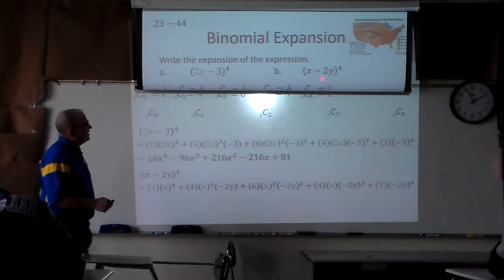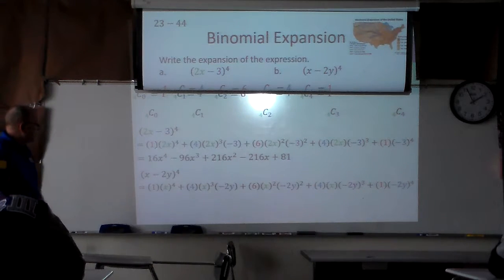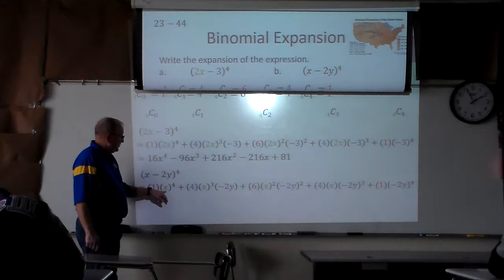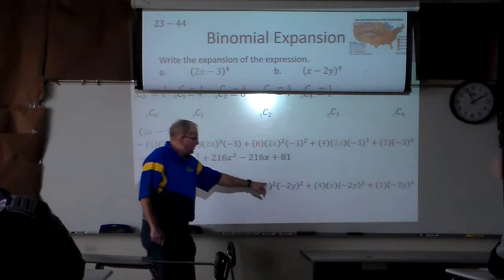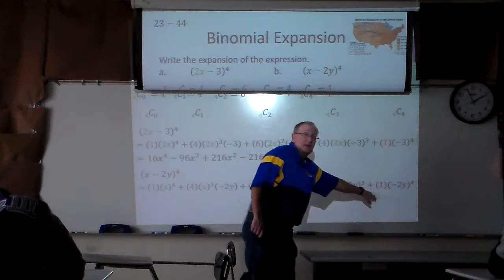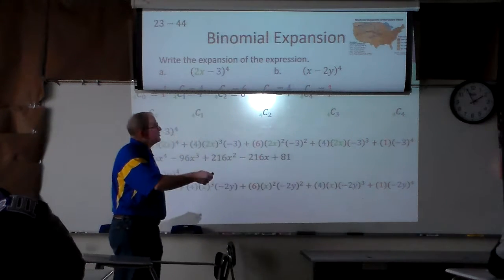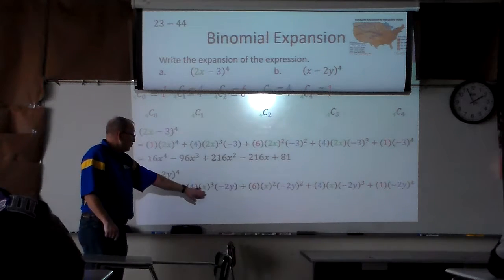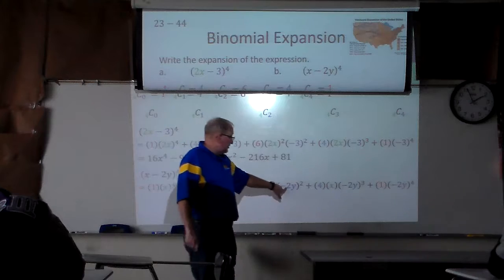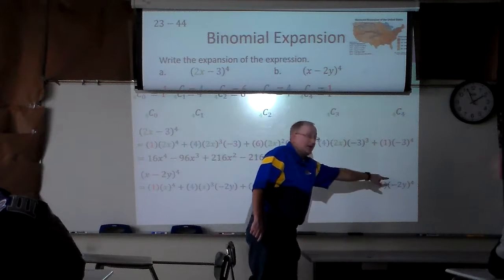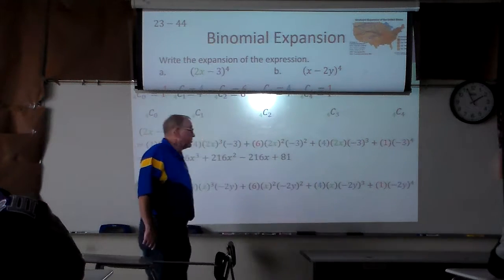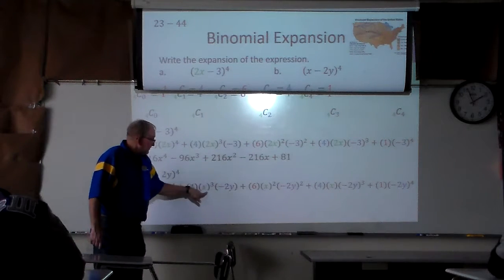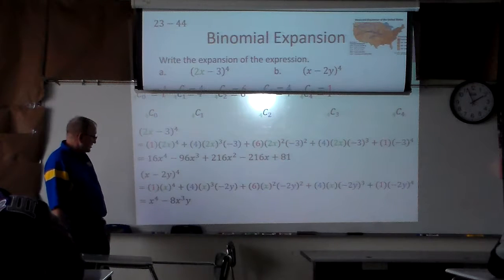Looking at the second one, the x minus 2y, it's exactly the same coefficients. The x's are going down, 4, 3, 2, 1, no x's. And this time, my y is what? Not y, but what? Negative what? 2y. So notice there's no y's at first, 1y, there's 2, 3, and what? 4. So when you do the math, so we have 1x to the 4th. It's going to be just negative 8x cubed y.